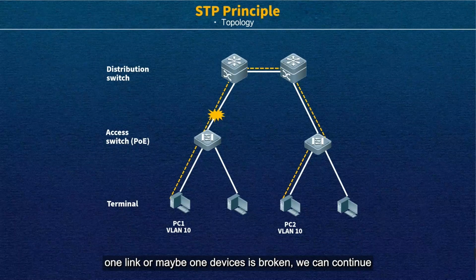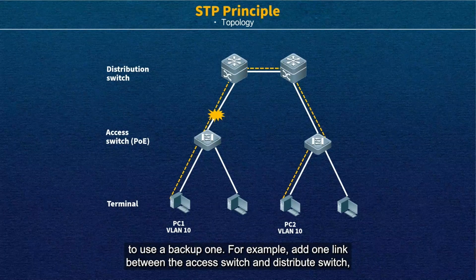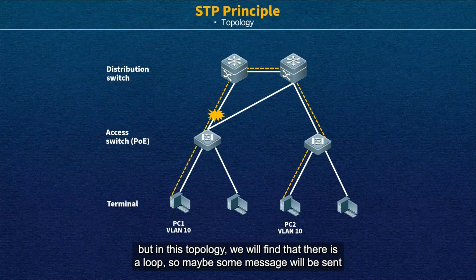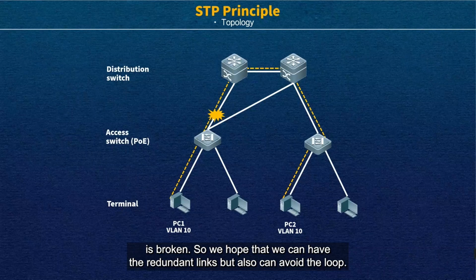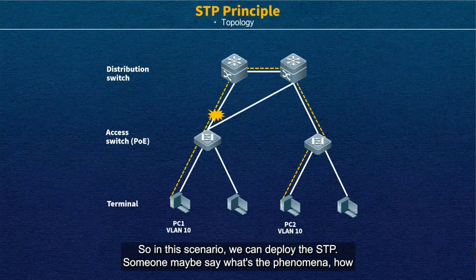If one link or one device is broken, we can continue to use a backup one. For example, add one more link between the access switch and the distribution switch. But in this topology, we will find there is a loop. So some messages will be sent around within the loop all the time until your bandwidth is not enough and your network is broken. So we hope to have the redundant link but also avoid the loop. So in this scenario, we can deploy STP.